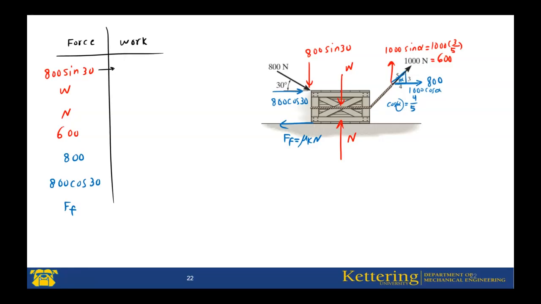Step by step. How much is the work of the first force, 800 sine 30? 0. How about weight? 0. How about normal force? 0. How about the 600 one? 0. The reason I wrote those forces in red is to show you that the forces along the y direction have work equal to 0.